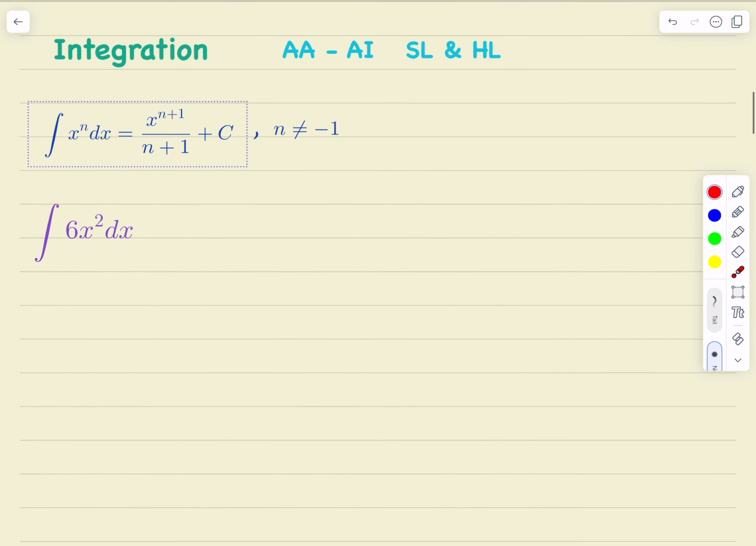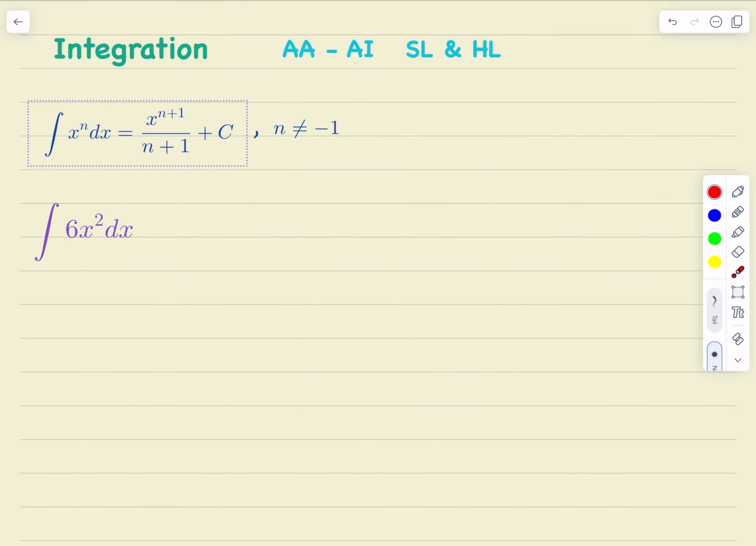So here we have an example. We will integrate 6 multiplied by x power of 2. First, to integrate this, we keep the number 6 that's multiplied by x as it is. Then we will integrate now x squared as we learned here. So we will increase this power of 2 by 1 as we said here. So it will be 2 plus 1, 3. And then we will divide by the same new power 3.